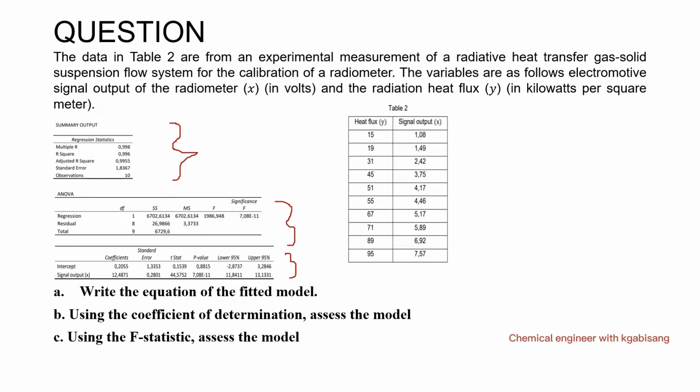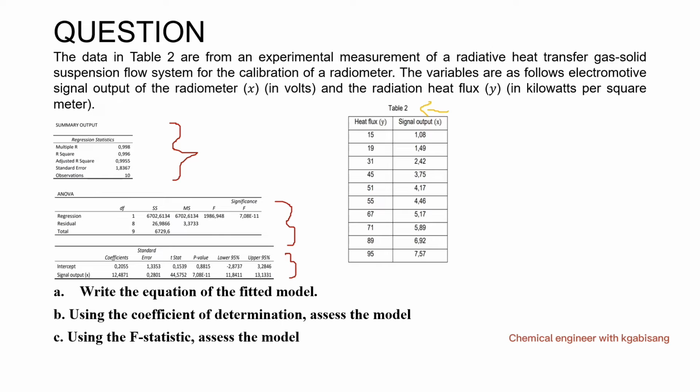Okay, so let's go through this example. Data in Table 2, this table over here, are from an experimental measurement of a radiative heat transfer gas-solid suspension flow system for the calibration of a radiometer. The variables are as follows. Electromotive signal outputs of the radiometer are represented using X in volts. Radiation heat is represented using variable Y in kilowatts per square meter.